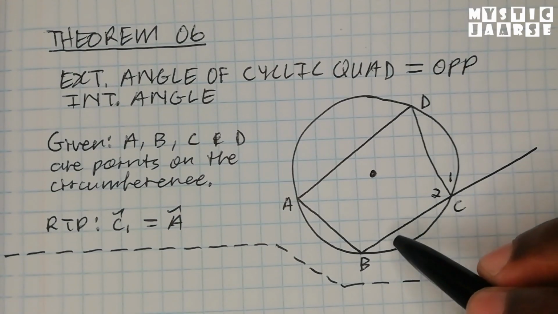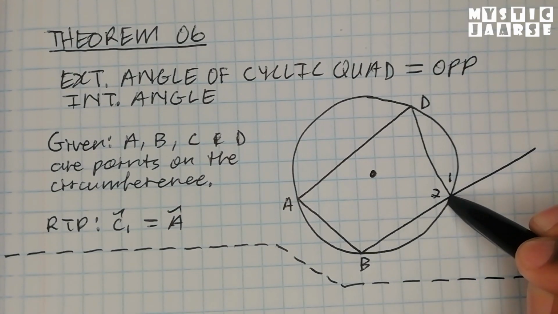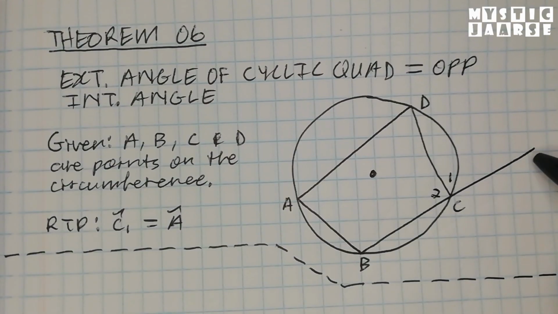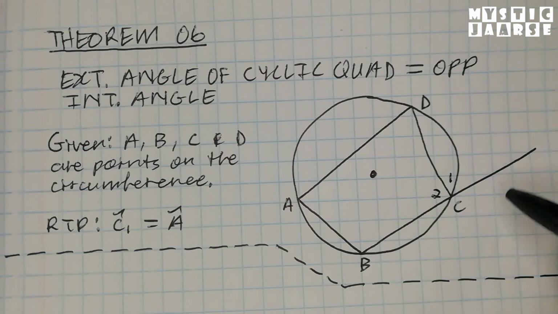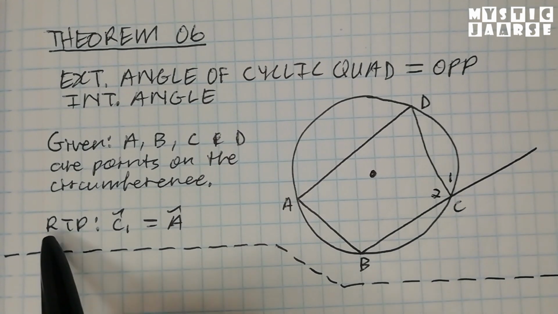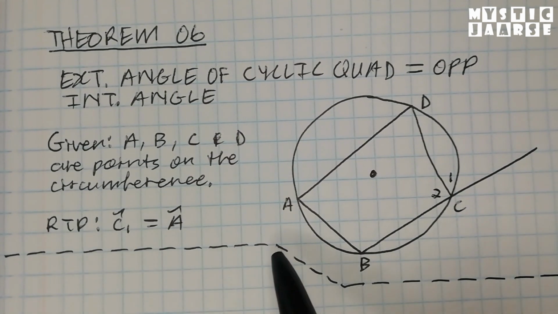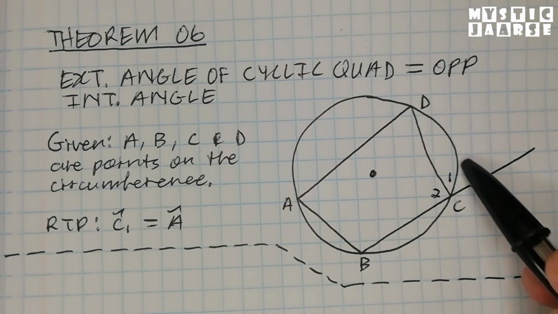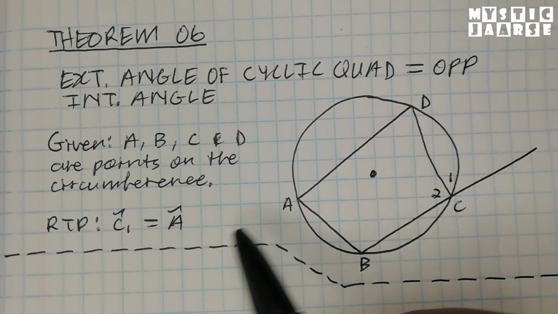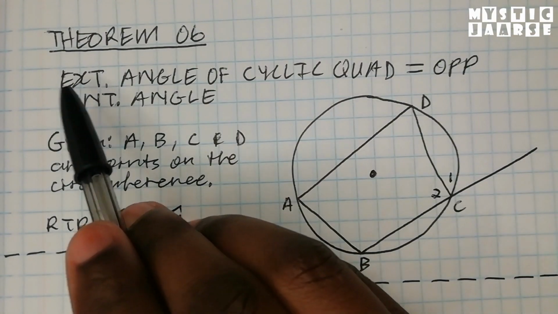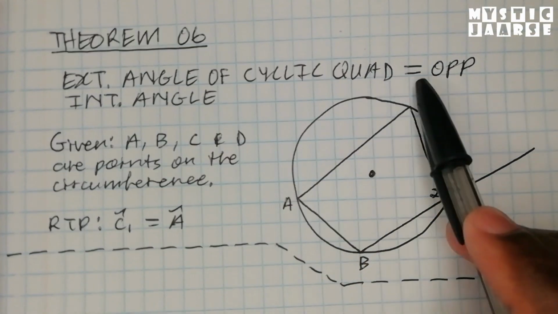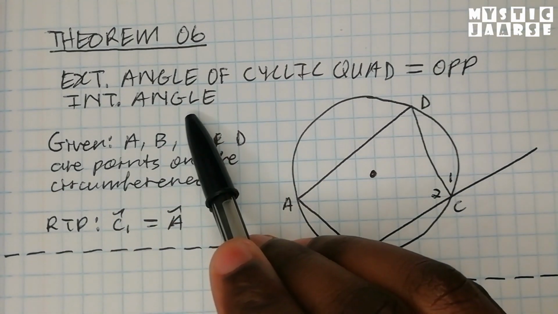So in this diagram, one side of our cyclic quad is extended outside of the circle, and it creates angle C1, which is an exterior angle. So we are required to prove that angle C1, our exterior angle, is equal to the opposite interior angle. We are required to prove that the exterior angle of a cyclic quad is equal to the opposite interior angle.